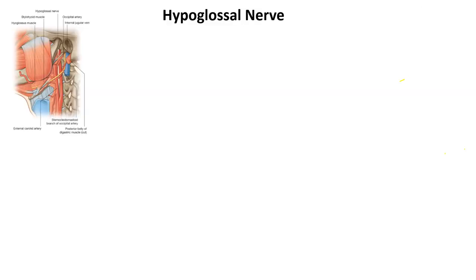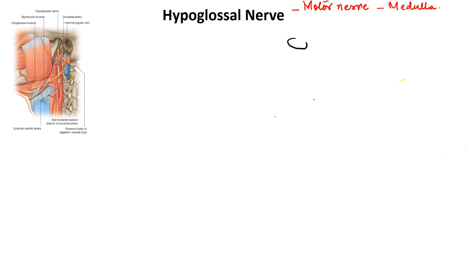Now let's discuss the last competency of this particular lecture, which is the hypoglossal nerve. The hypoglossal nerve, as you've been able to make out by now, is a motor nerve which arises from the medulla oblongata in the posterior cranial fossa. It exits the posterior cranial fossa through the hypoglossal canal.